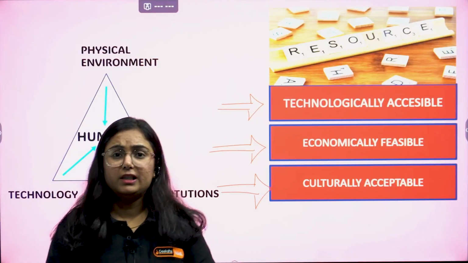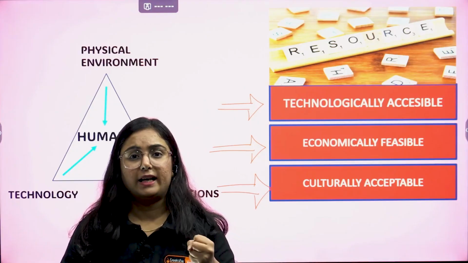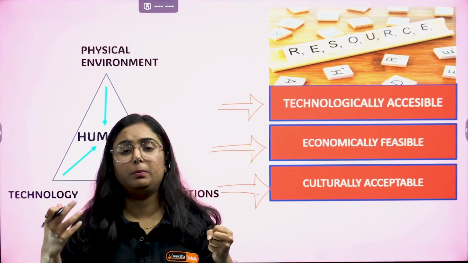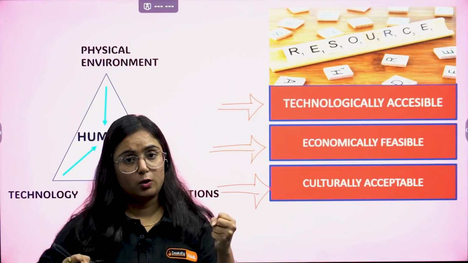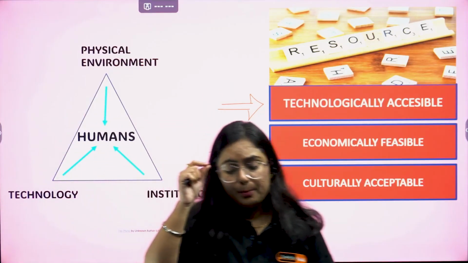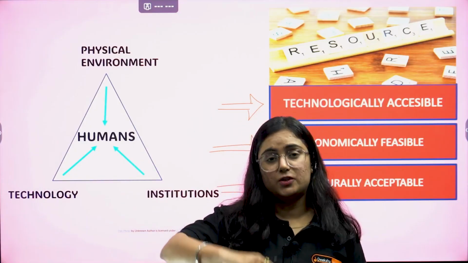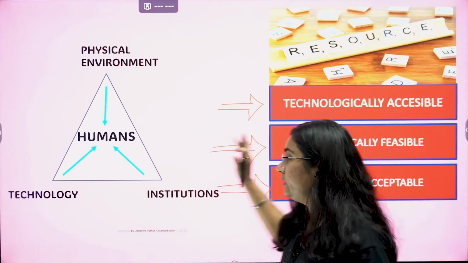For example, there is a family who do not take non-veg in their diet. Now will that non-veg food be acceptable to them, a resource to them? No. So all these 3 conditions should be fulfilled for an object to become a resource. From an object to a resource, these things should be there.